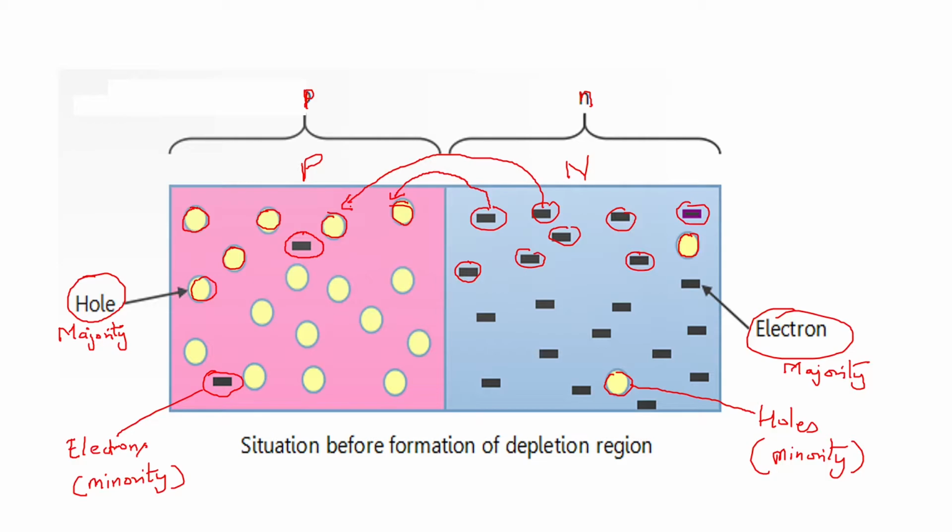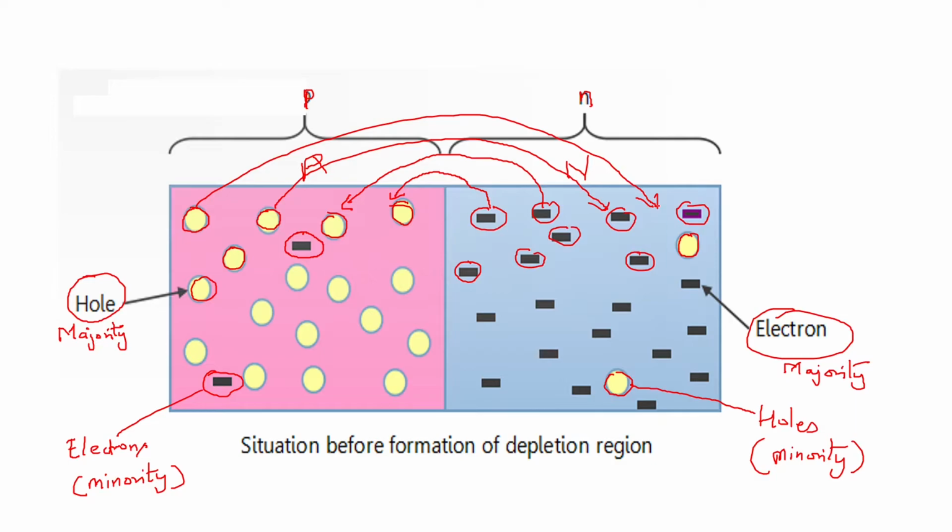Now you can simply say that a negative charge particle is attracted towards the assumed positive charge. Similarly, we can also see that the holes, which are positive charge, will be attracted towards the negative charge particles here. So holes from the p side will start traveling to the n side. This is called diffusion.